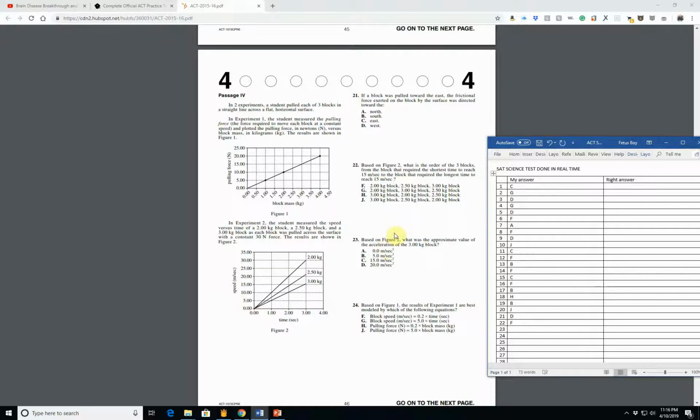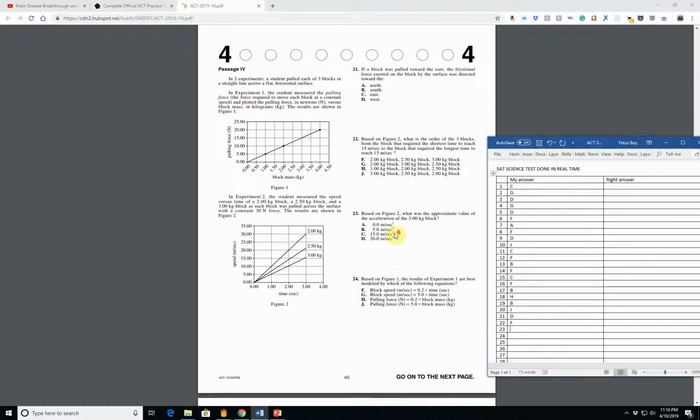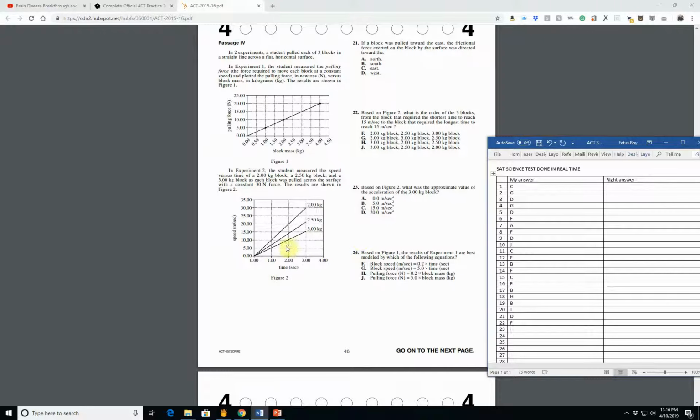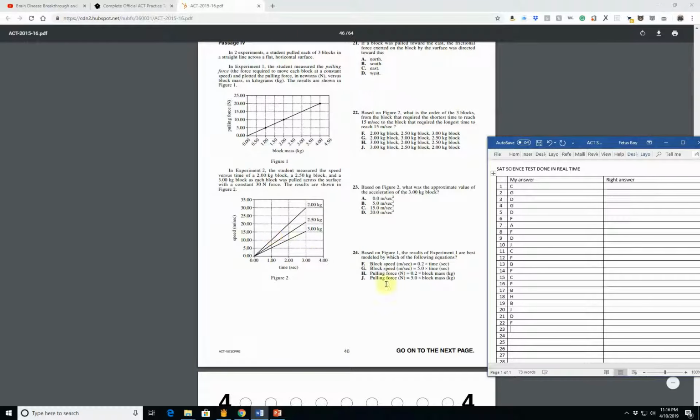23, based on figure 2, what was the approximate value of the acceleration of the 3 kilogram block? Okay, it goes from 0 to 15 in 3 seconds, so about 5 meters per second squared. So it'd be B, because you have to divide 15 by 3. So that's B.